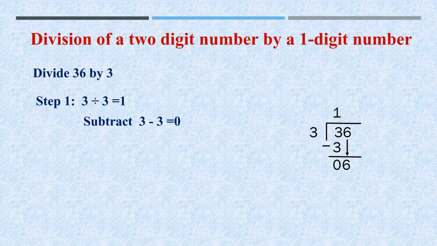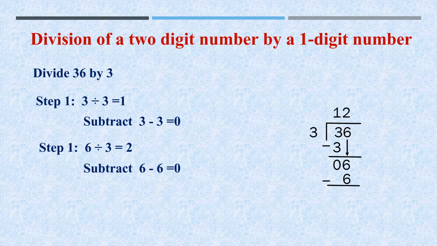Now bring 6 down. Now see how many times 3 is there in 6. So 6 divided by 3 is equal to 2. Write 2 in the quotient. Now 2 3s are 6. Again subtract. We get 6 minus 6 equal to 0. So the remainder is 0. Quotient is 12.